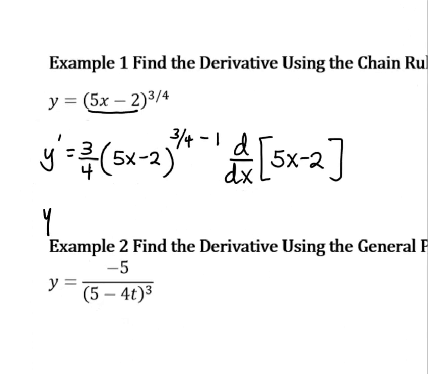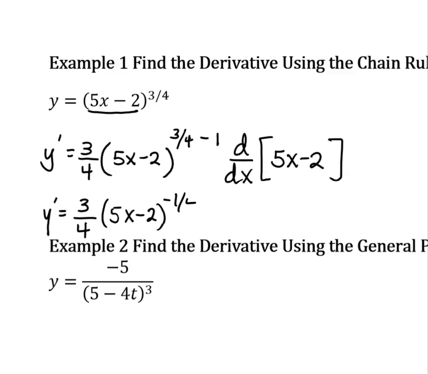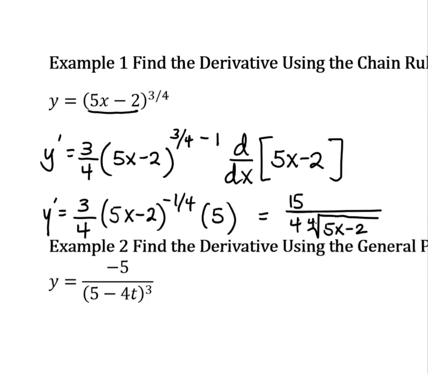So now let's come in and simplify this. We have that y prime is equal to 3/4 times (5x minus 2) raised to the negative 1/4 power, all multiplied by 5, because the derivative of 5x minus 2 is in fact 5. I'll simplify this a little bit more by multiplying the 5 with the 3/4 in front, leaving us with 15 over 4. And then to deal with the (5x minus 2) to the negative 1/4 power, we will write that as the 4th root of 5x minus 2 in the denominator. I put it in the denominator because the exponent was negative.